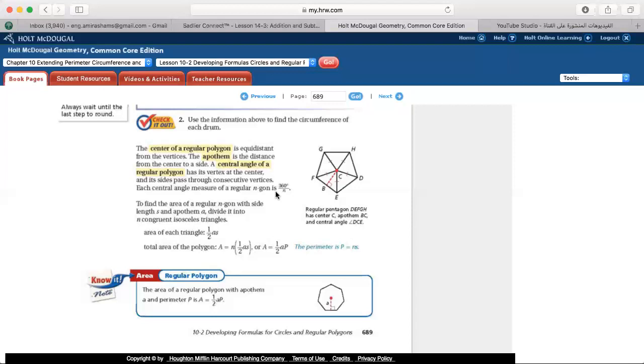To find the area of a regular n-gon with side length S and apothem A, divide it into n congruent isosceles triangles. If I want to find the area of a regular polygon, whatever the number of its sides, I would call it n-gon. N means number of sides. So I will divide it into n congruent isosceles triangles. Okay, girls? So this one here, let me show you.